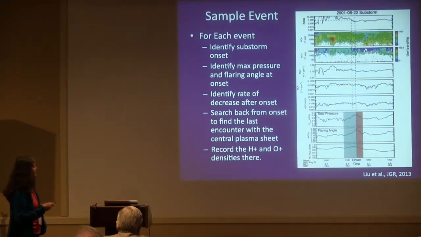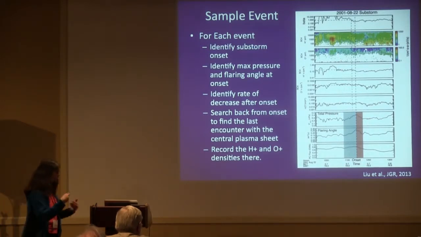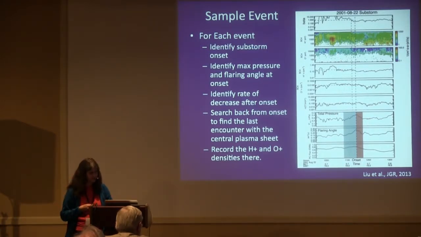So here, this is a sample event. You can identify the substorm onset here. So you can see the classic pressure increase during the growth phase and then the decrease during the expansion phase. And then this is our normalized flaring angle parameter that again shows the increase and decrease. So we can measure this for a range of events and record the proton and oxygen densities for each of our events when we're in the plasma sheet.